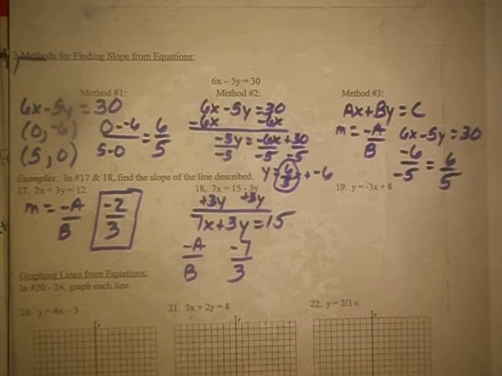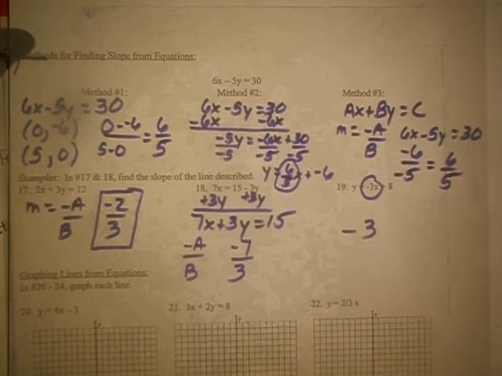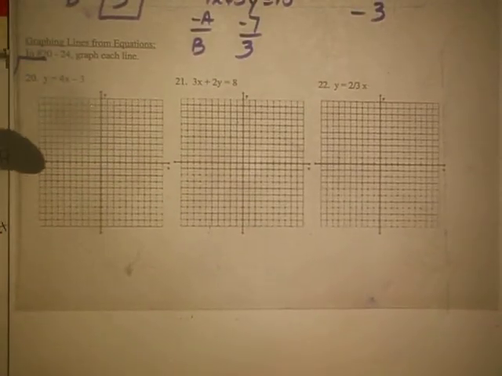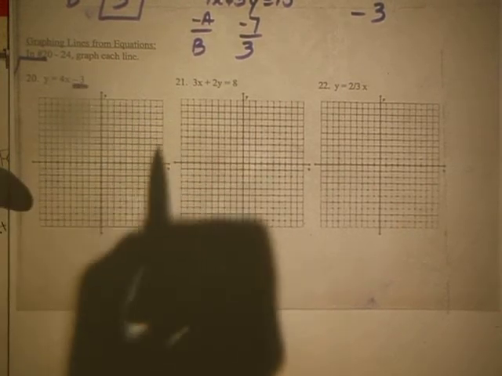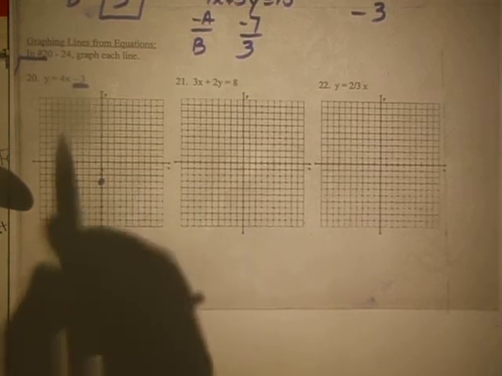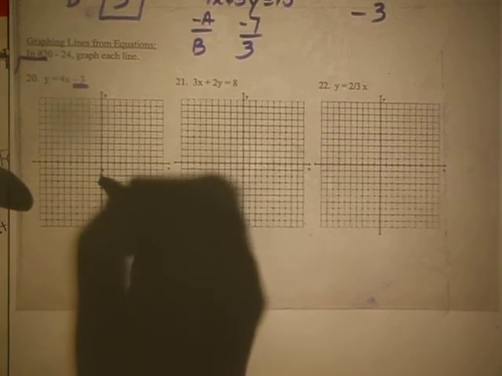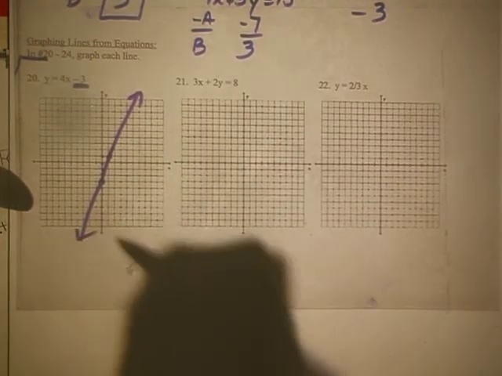Number 19, this is in slope-intercept form. So our slope is right here, which is negative 3. The next three examples, we were just asked to graph. This is slope-intercept form. Our y-intercept is negative 3, so we come down here to negative 3. Now our slope is 4, so we go up 4, 1 to the right. There's our slope.